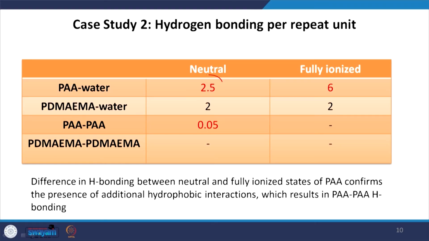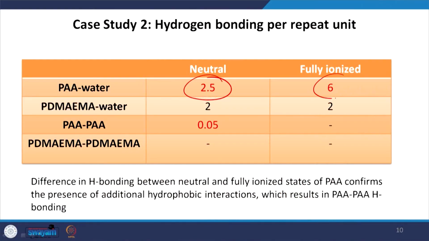If it forms more hydrogen bonds, then it means that the polymer is hydrophilic, because a hydrophilic polymer tends to be dissolved in water. So, it tends to form more and more hydrogen bonds with water. On the other hand, if the number of hydrogen bonds decreases or is less, in that case we can say the polymer is hydrophobic, because it is not forming hydrogen bonds with water and therefore it tends to be separated. So, in this case what we find is PAA forms very few hydrogen bonds with water when it is in neutral state. So, in neutral state it is somewhat hydrophobic.